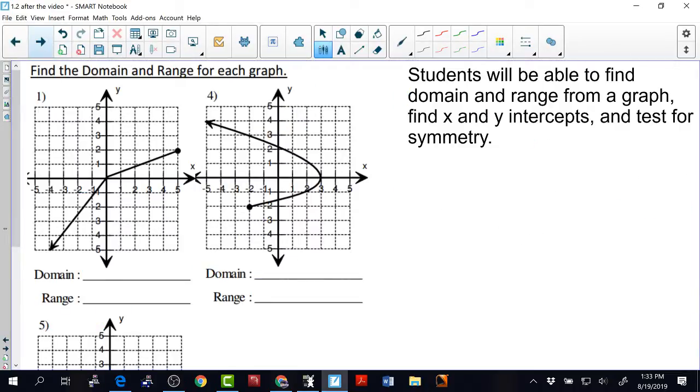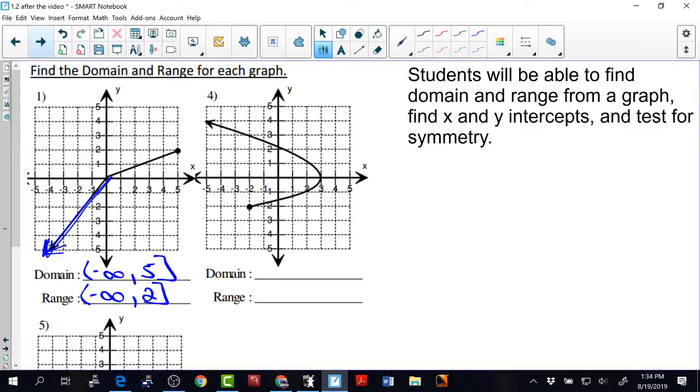Find the domain and range for each graph. Domain, what x values do we use to make the graph? So this is going down and to the left. So for domain, we know it's going to the left. So -infinity to 5. We're using all the x values to the left to graph this one. The range, we're using all the y values down to -infinity. So this is -infinity all the way up to a value of 2.